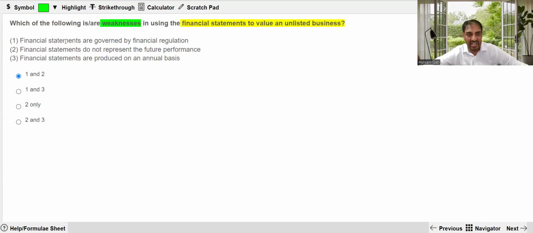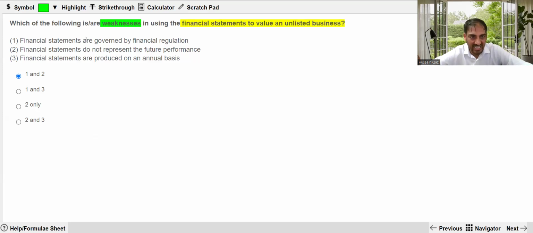Number 1, financial statements are governed by financial regulation. Don't take the final decision. First read all the statements. Financial statements do not represent future performance. Financial statements are produced on an annual basis. Annual basis. Okay. So, which of the statements is or are weakness?